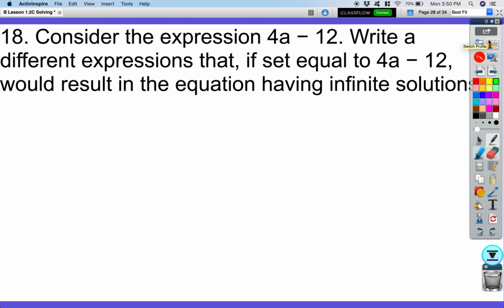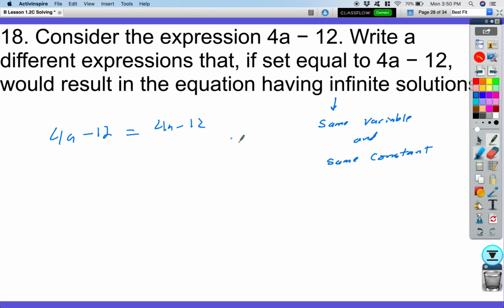All right, now here it says consider the expression 4a minus 12. Write a different expression that, if set equal to 4a minus 12, would result in the equation having infinitely many solutions. So basically, 4a minus 12 equals another expression that, when simplified, would give infinitely many solutions. Now remember, infinitely many solutions means you need to have the same variable and same constant.